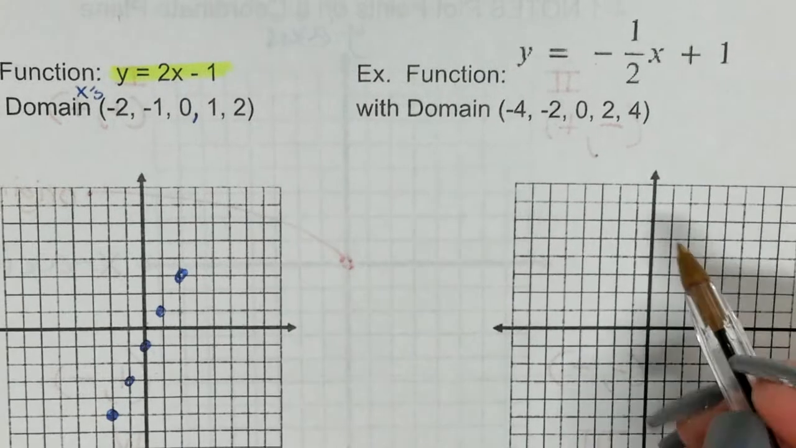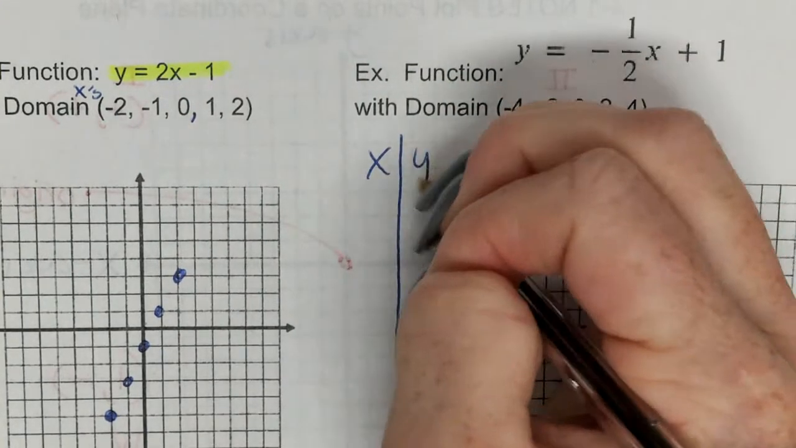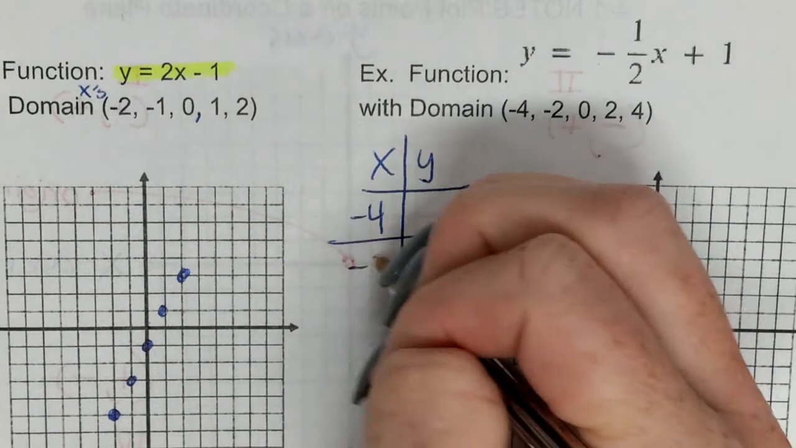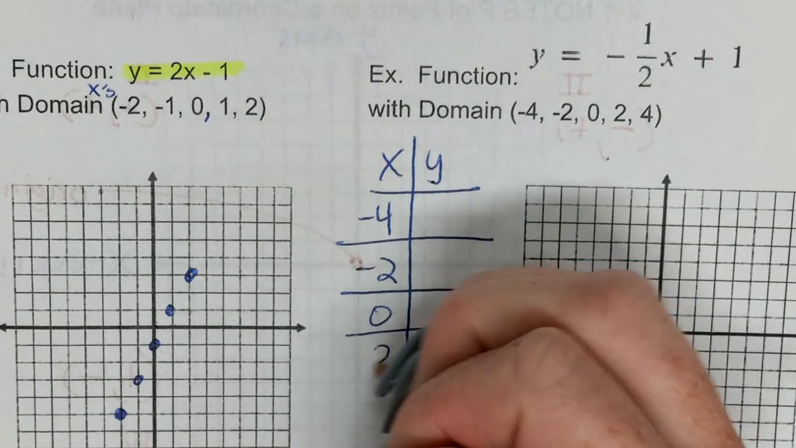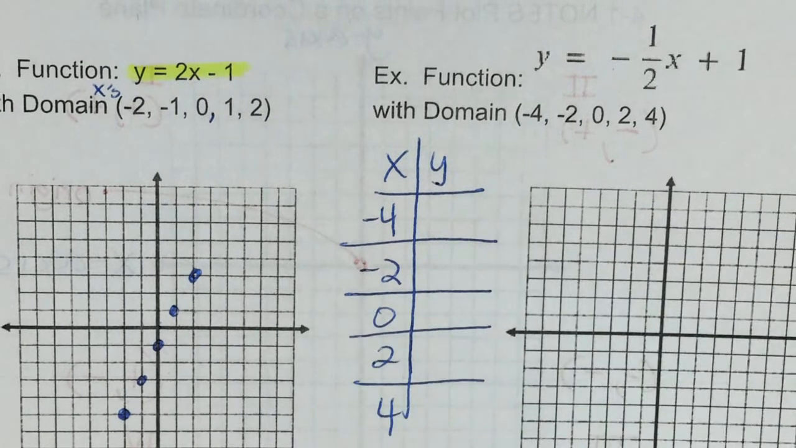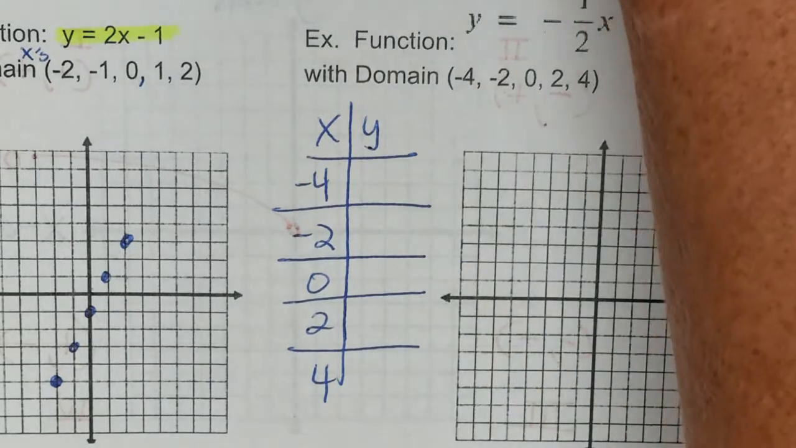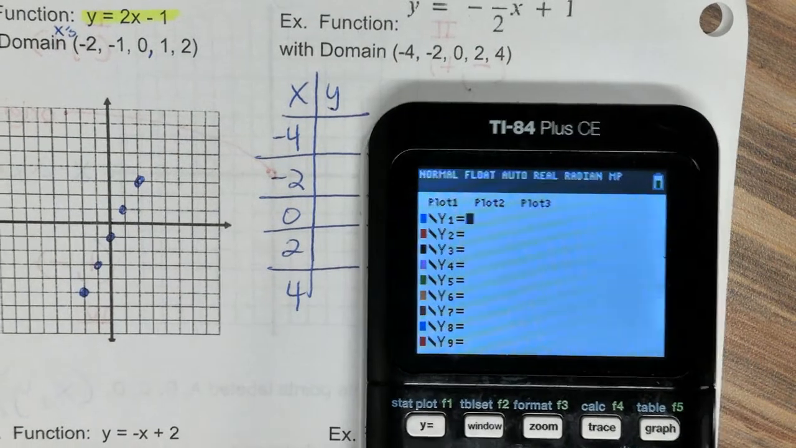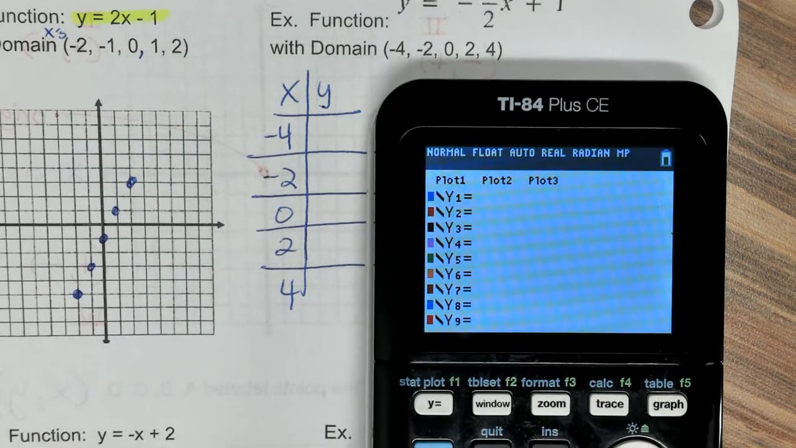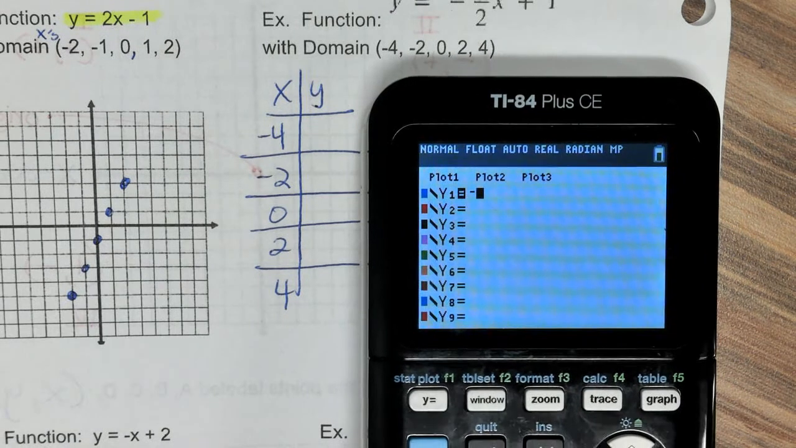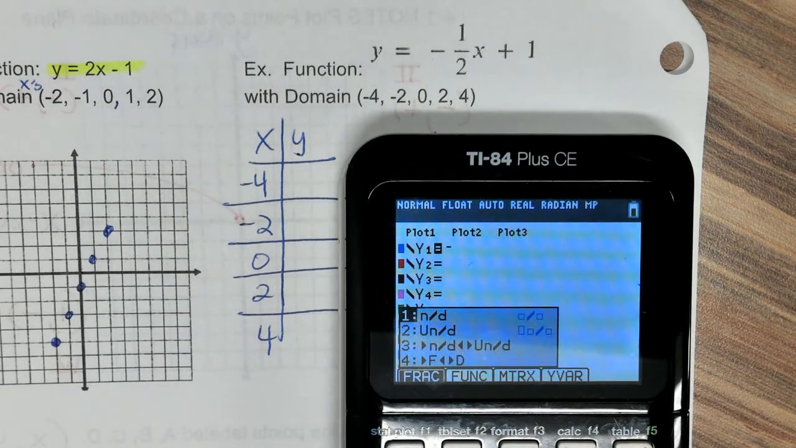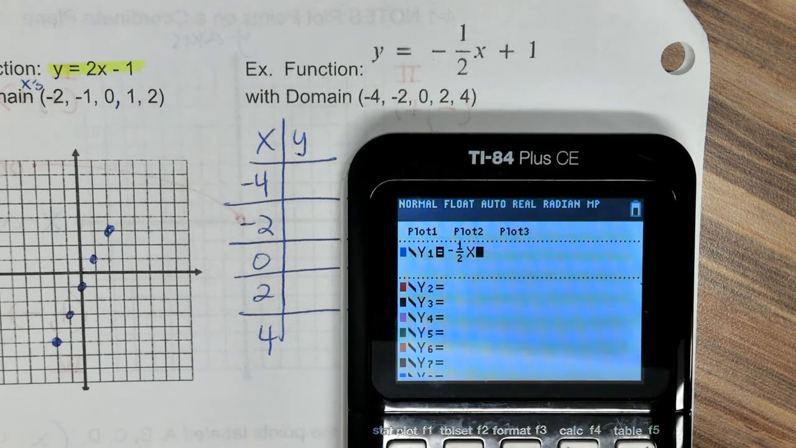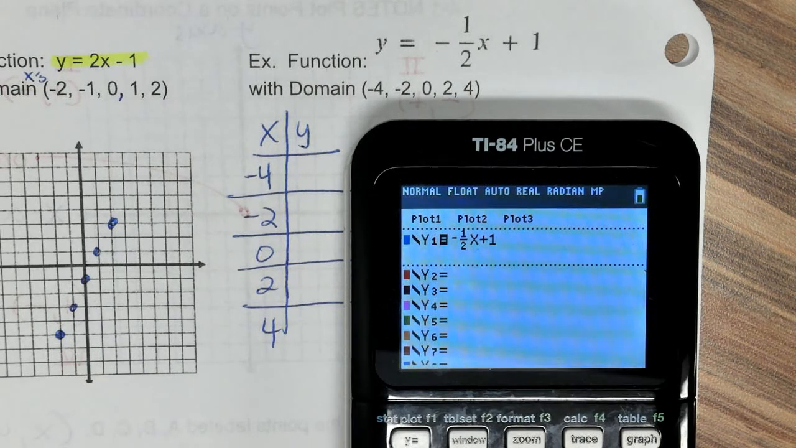So this one, I'm going to make a table. And my domain is -4, -2, 0, 2, and 4. I'm going to go to y equals in my calculator and type this equation in. Am I going too fast or y'all okay? So I put in negative and then alpha y equals to get my fraction, 1/2. Arrow out before I push in x, plus 1. Now where do I go?